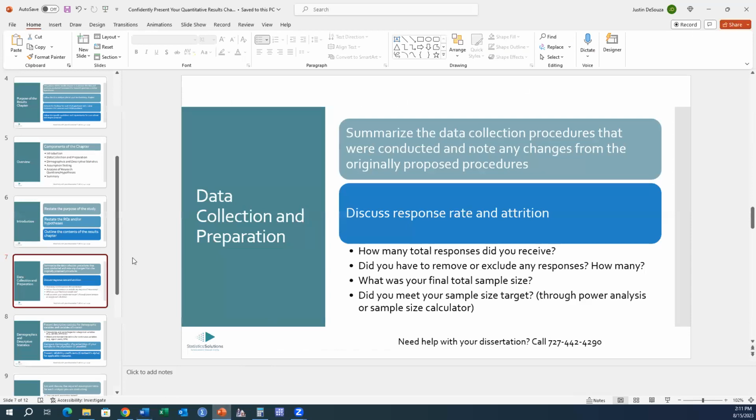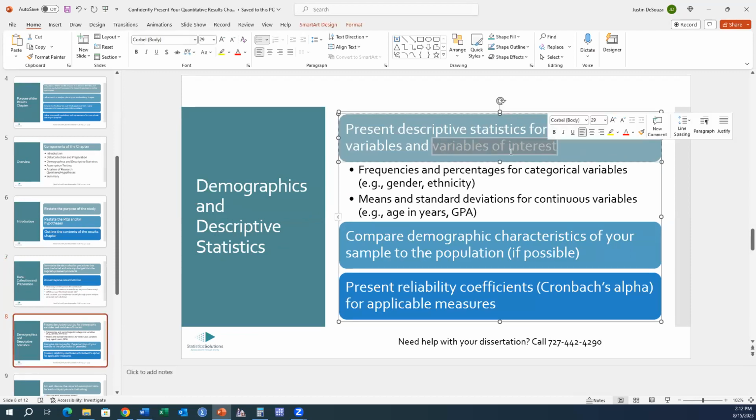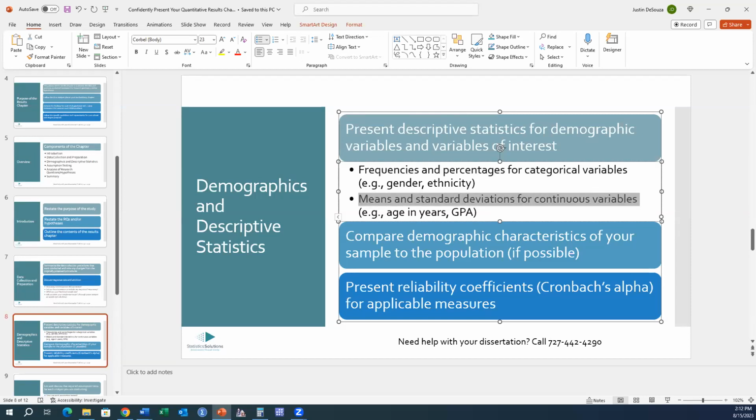So that's the data collection process. Then we go into the demographics and descriptive statistics. This is where you summarize your demographic variables and your variables of interest for your research questions. So provide frequencies and percentages for any categorical factors, gender, ethnicity, education level, and provide means and standard deviations for any numeric variables, continuous variables.